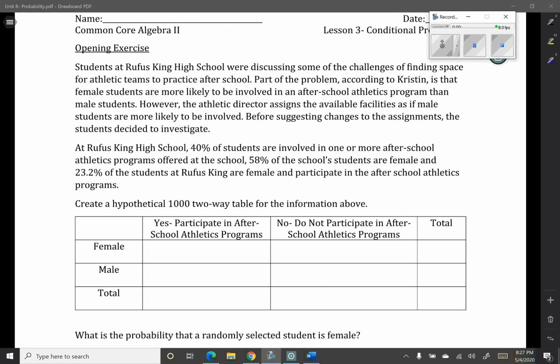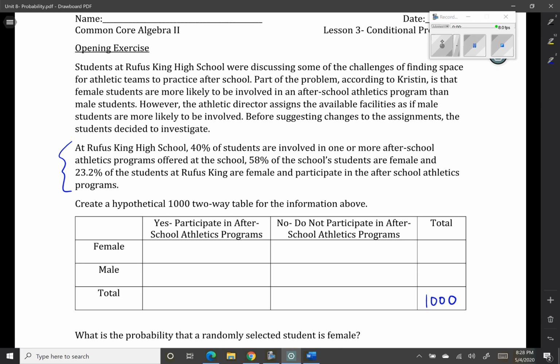So the opening exercise here talks about this high school, and we have this problem where we want to determine whether or not more female students versus male students participate in after-school athletic programs. So there's some percentages here in the second paragraph. This paragraph tells you how to create the hypothetical 1000 table. So since it's a hypothetical table, we know that the total is going to be 1000.